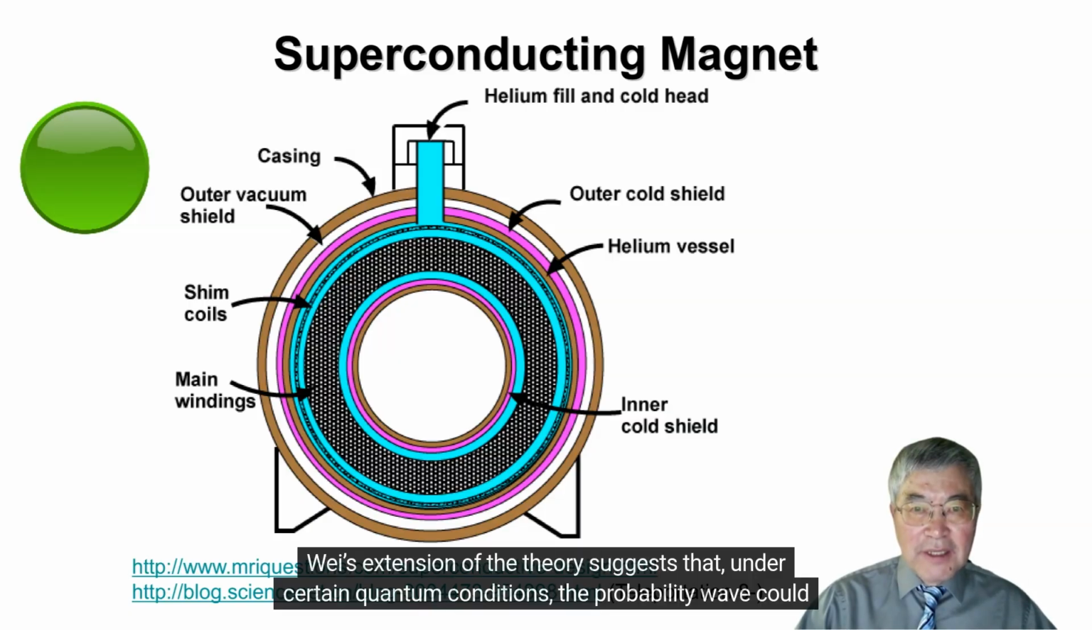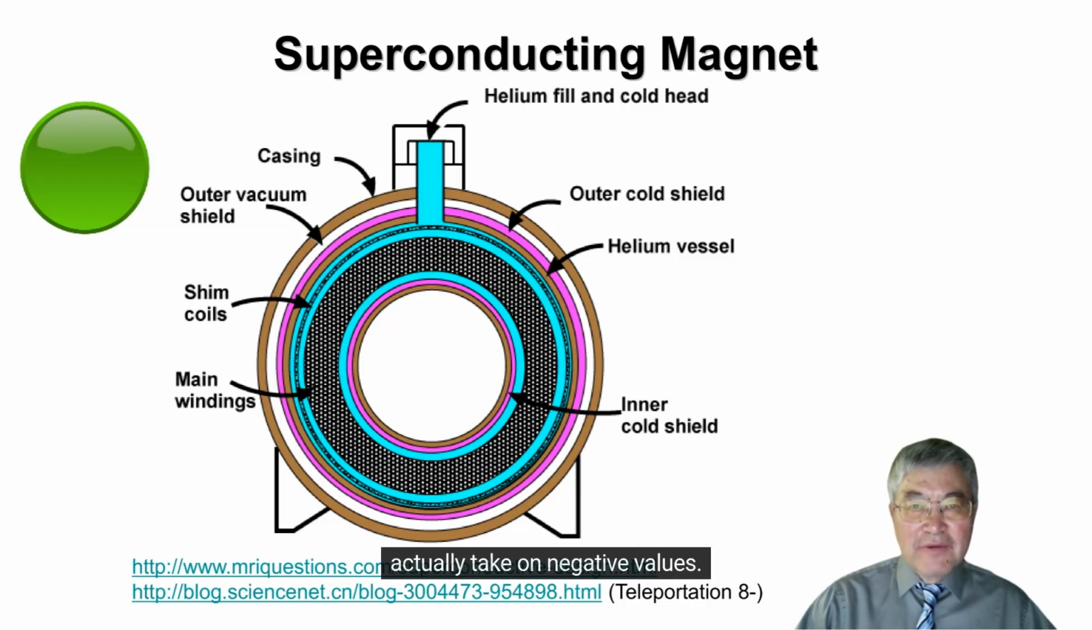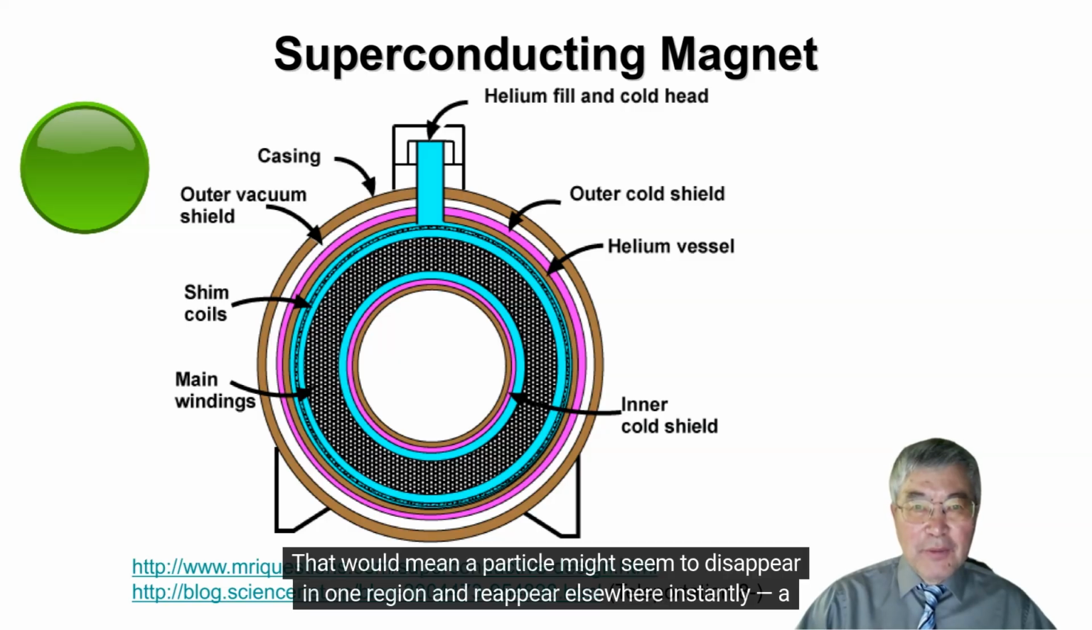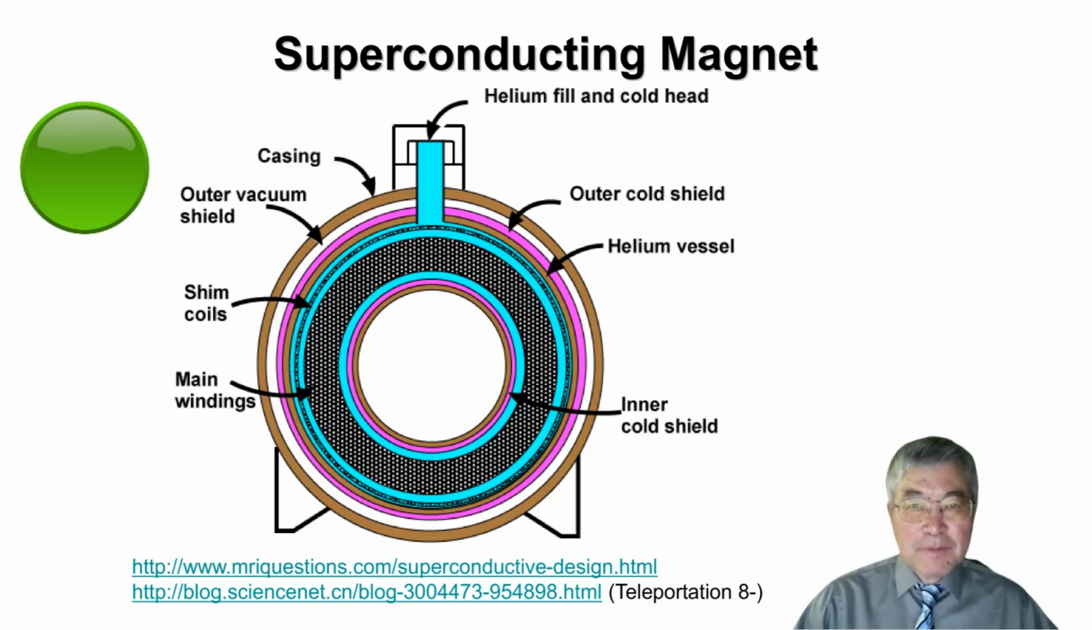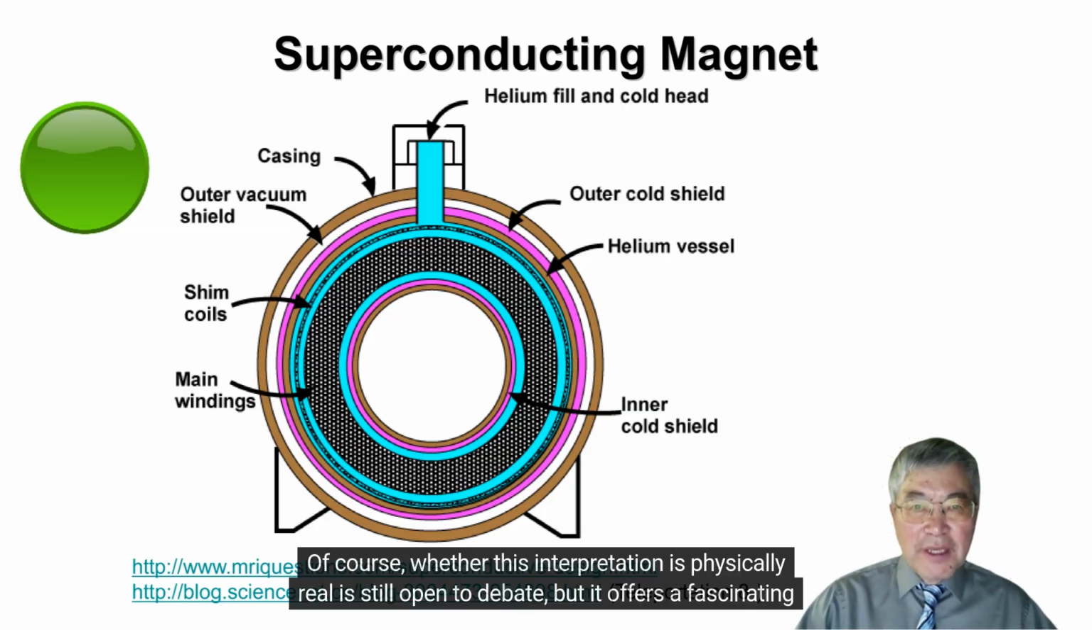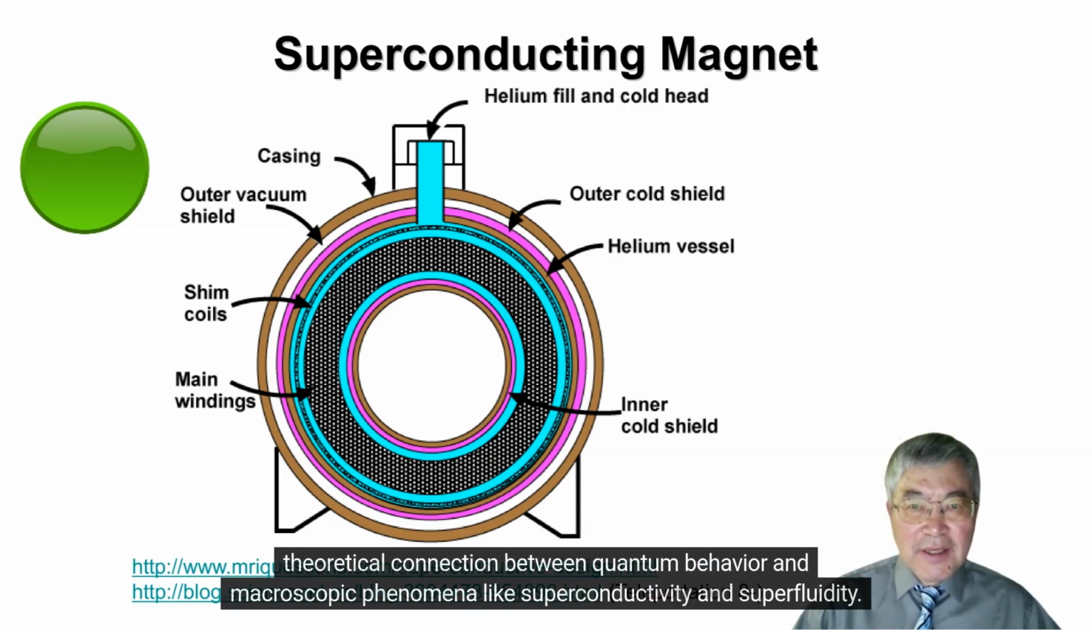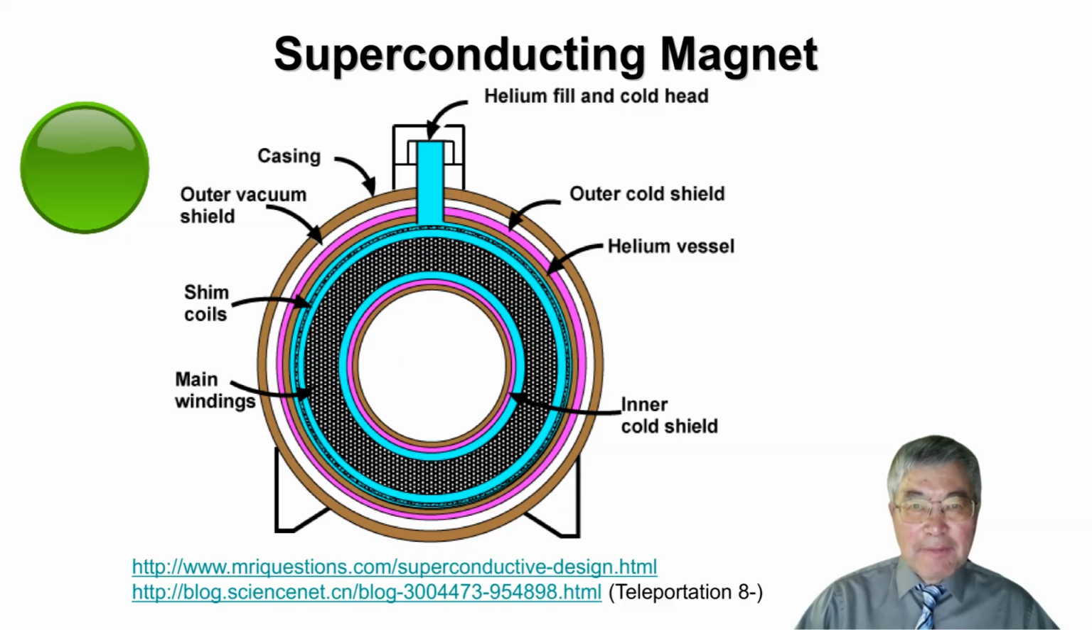Dr. Wang's extension of the theory suggests that, under certain quantum conditions, the probability wave could actually take on negative values. That would mean a particle might seem to disappear in one region and reappear elsewhere instantly, a phenomenon sometimes described as quantum teleportation. Of course, whether this interpretation is physically real is still open to debate, but it offers a fascinating theoretical connection between quantum behavior and macroscopic phenomena like superconductivity and superfluidity.